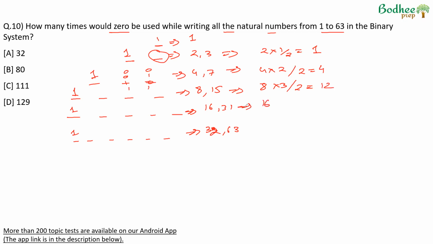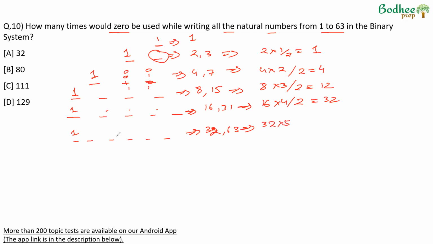Here there are 16 numbers, 16 to 31. There are 4 slots to be filled. So the total digits to be filled is 16 into 4. Half of them have to be zeros. So 32. Here there are 32 numbers.